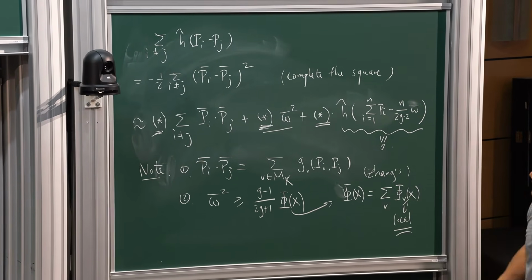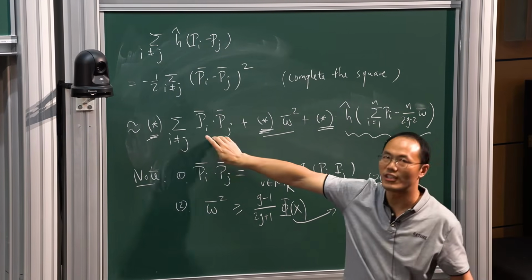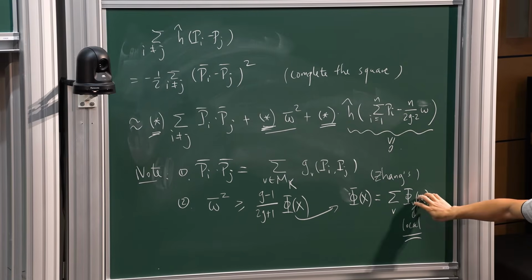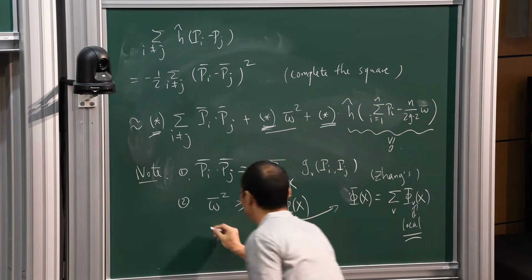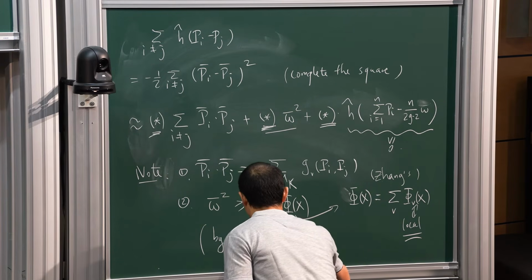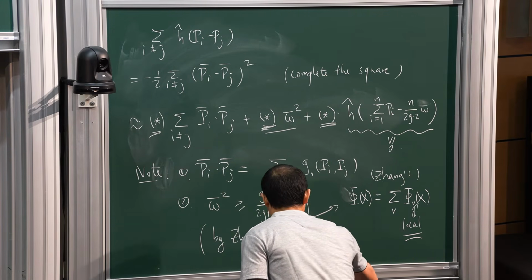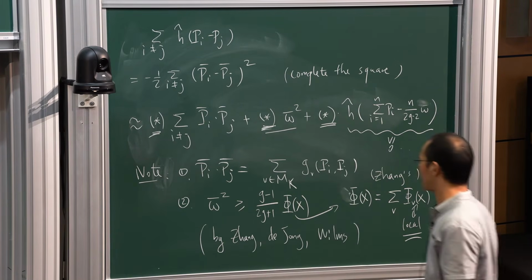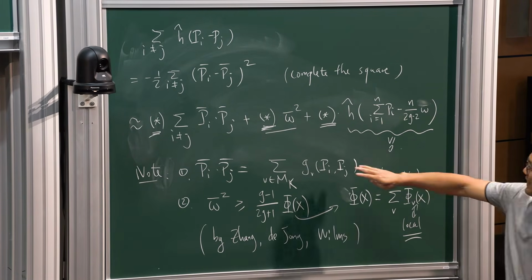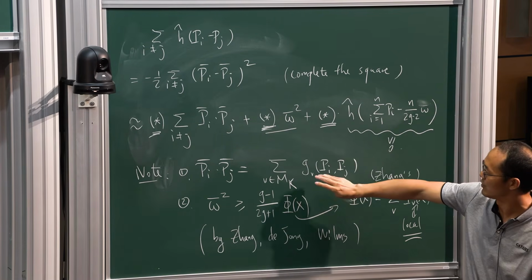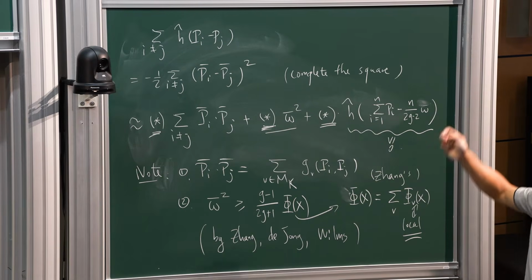So we want to combine these two terms, but this is a sum of local terms, and this is also a sum of local terms. Oh, I need to mention this is by many works: Robin de Jong and also Wilms. So now the problem becomes local. For every place v, we want to combine this one with this one and get a lower bound.